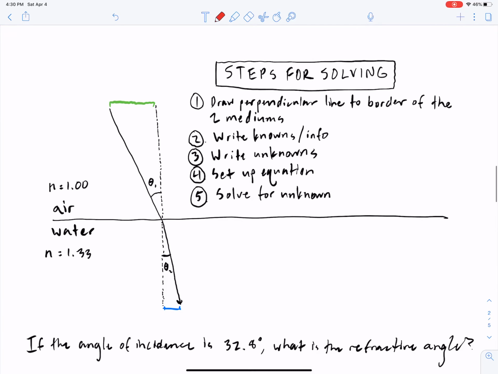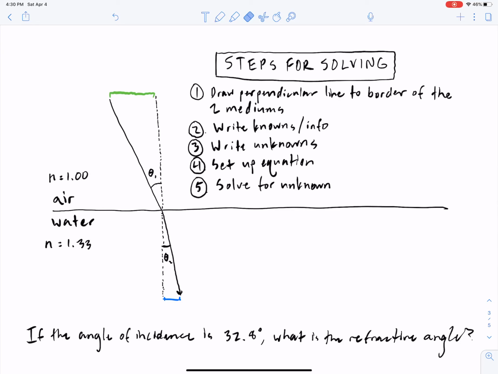So we have pretty easy steps in solving such problems. First, we want to draw a perpendicular line to the border of two mediums as shown here. Second, we want to write the knowns and the info that we're given. Then, using Snell's Law, we can look and see which things we don't know, and then we can write out our unknowns. Then we'll set up our equation, and then we'll solve for the unknown that we don't know.